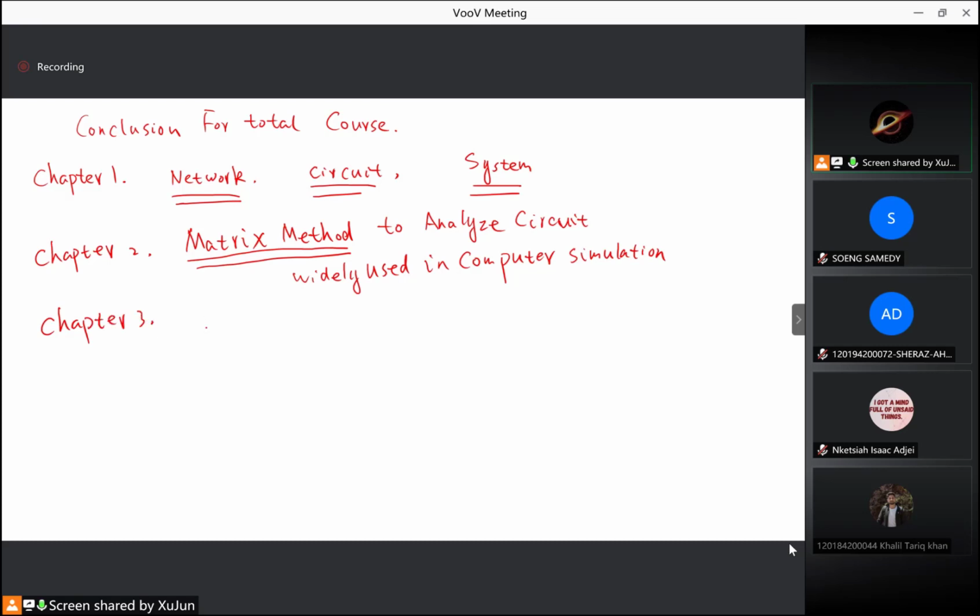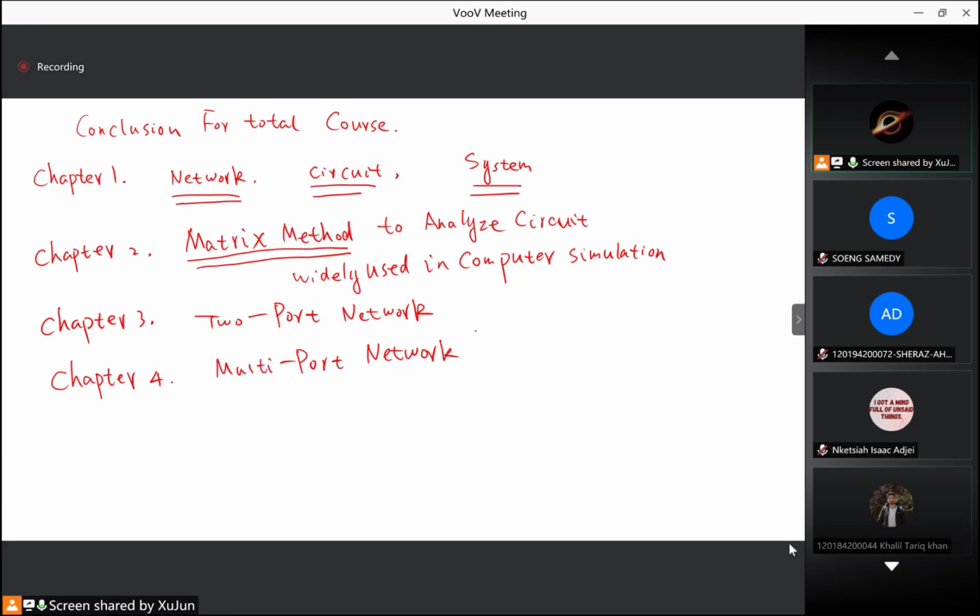For chapter 3, we have discussed the two-port network. This chapter comes from the undergraduate course. It will be easy for you. And chapter 4, we have discussed the multi-port network.